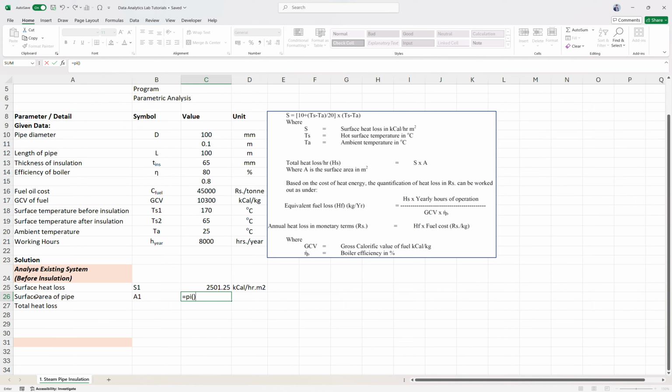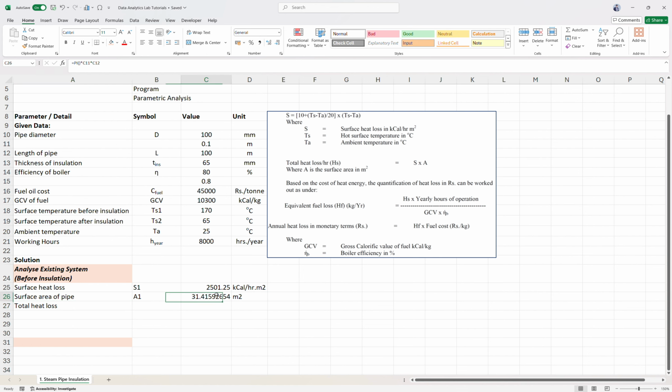It is a very simple function. So pi, then diameter of the pipe is known to me. It is d. But which one to take, mm or meter? Area is in meter square, so we have to take diameter in meter. So pi d into length of the pipe, it is known to us, tab. Area is obtained in meter square.